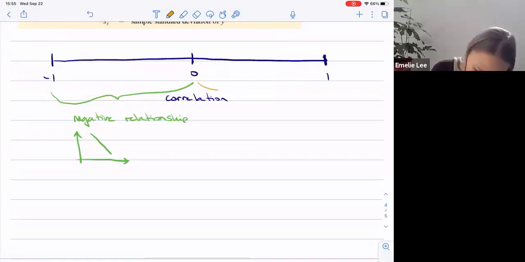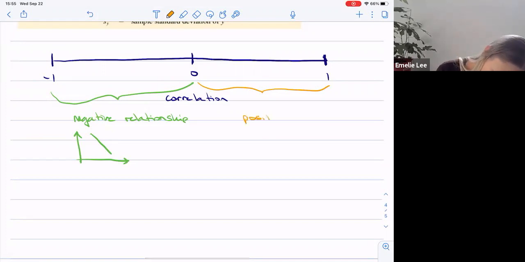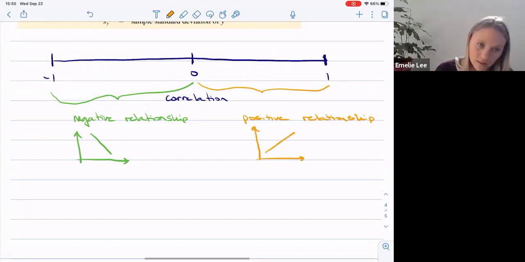Versus between 0 and 1, right? Now I'm talking about positive values. So now I have a positive relationship. So in general, I'm going to have something that looks like this, right?